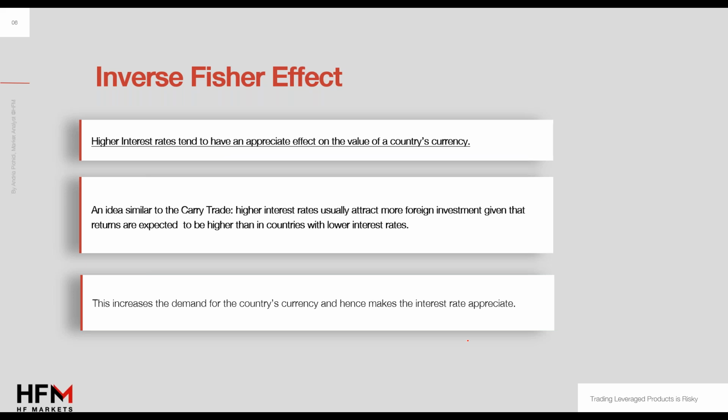Actually, I have an article about it, so I will forward it to you. But in general, it is something that the big investors monitor at the beginning of each year, because it affects the long-term trend. The most important point that you should know regarding the Fisher effect is that it's basically, how can I say it?